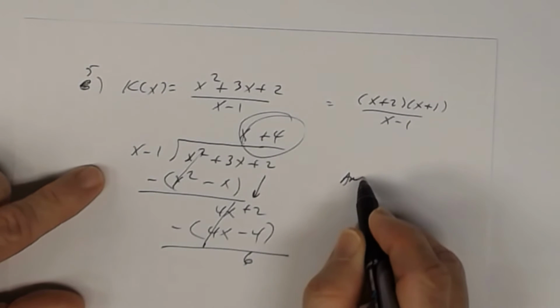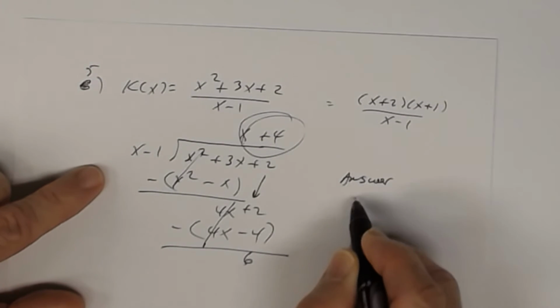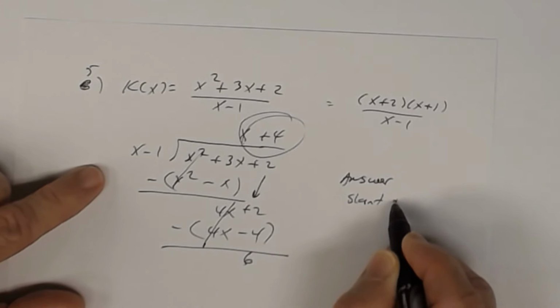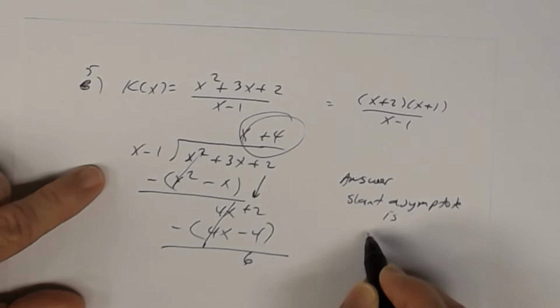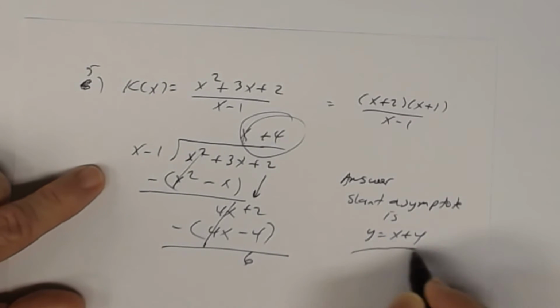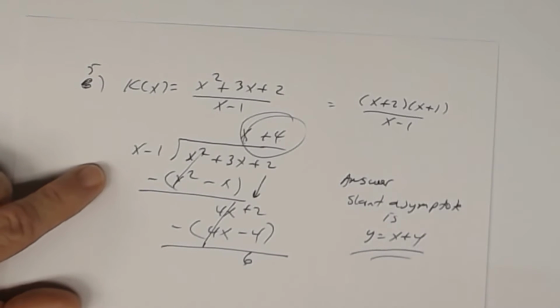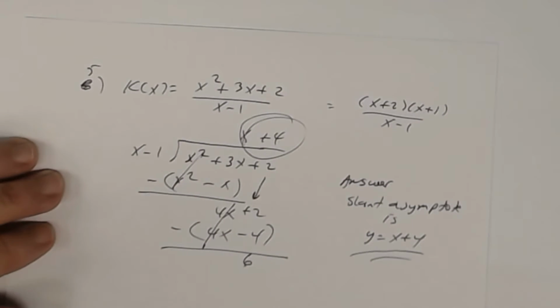So the answer, you're going to say the slant asymptote is y equal x plus 4. Okay? All right, so that was number 5. Now let's look at number 6. All right, now number 6, don't let number 6 throw you off.